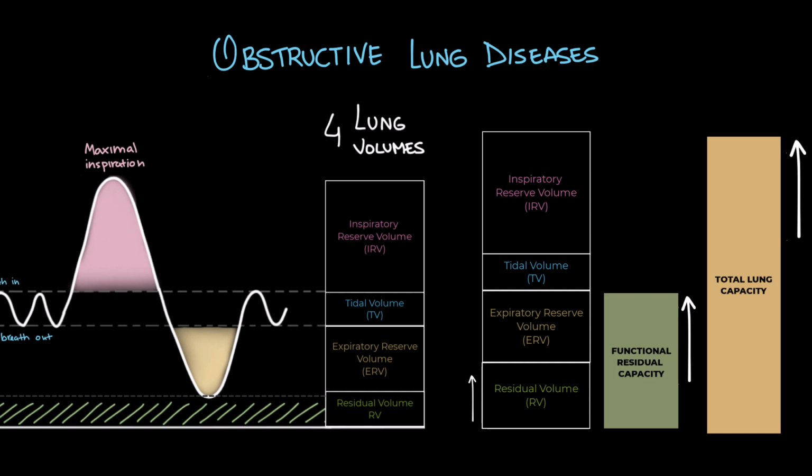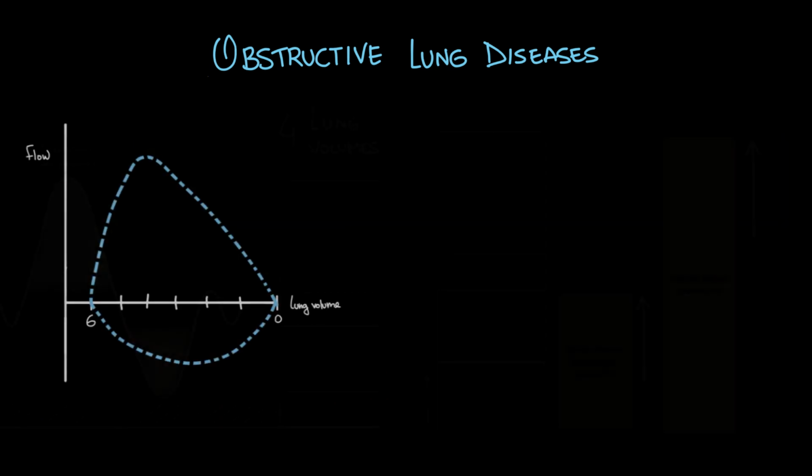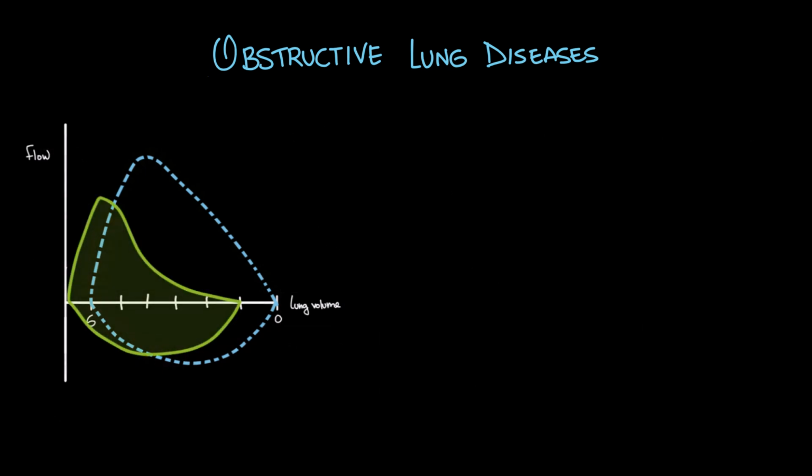If we take a look at the flow volume graph, we have the normal inspiration and normal expiration in a dotted line. In obstructive diseases, the whole graph shifts to the left because we have an increase in residual volume and in total lung capacity. We can also see that the expiration curve looks scooped out or concave, with an appearance similar to a banana. Also, the peak flow is reduced slightly because of the narrow airways and obstruction.